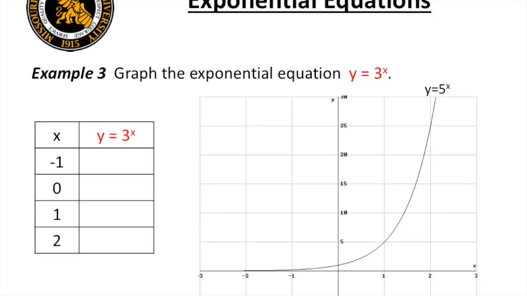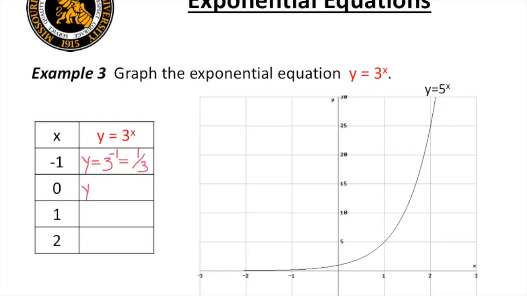In example 3, we graph the exponential equation y equals 3 to the x power. Notice that the graph of y equals 5 to the x power is still on our coordinate system, so that we can see how reducing our base from 5 to 3 changes our graph. So let's complete the table. When x equals negative 1, y equals 3 to the negative 1 power, or 1/3.